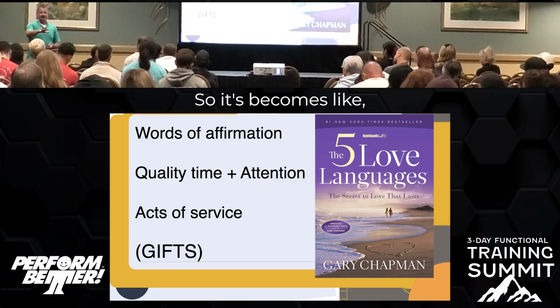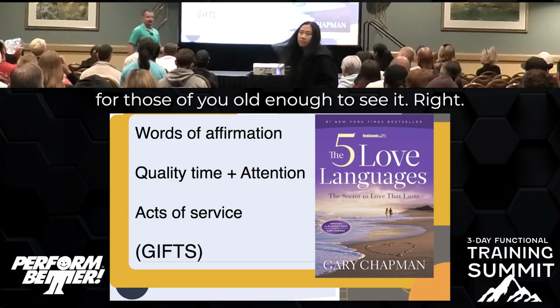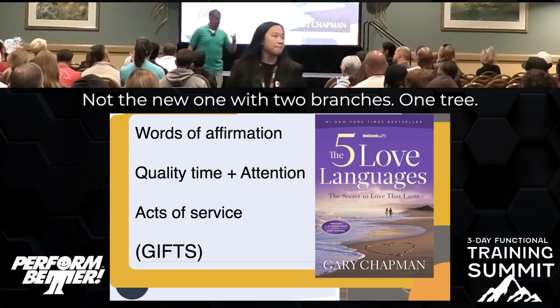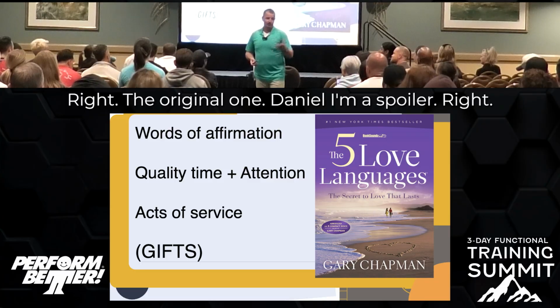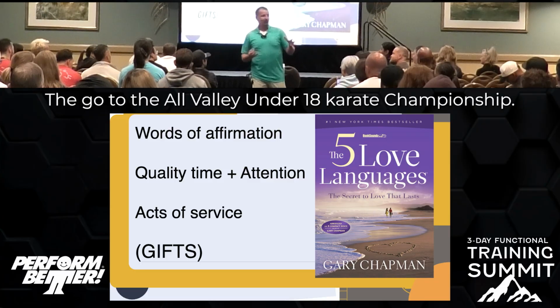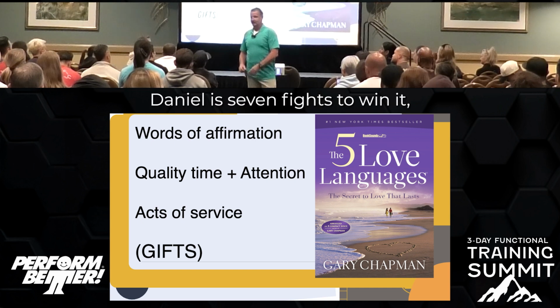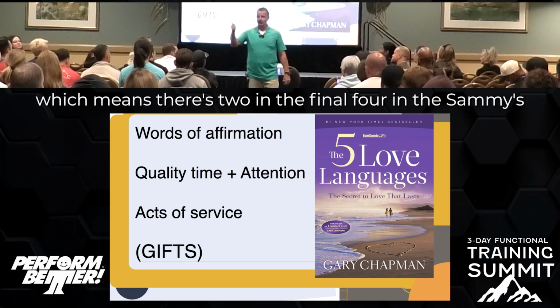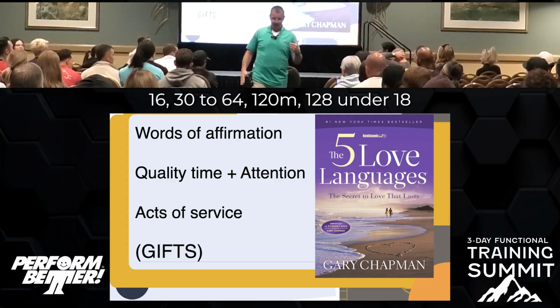So it becomes like, this is his team. You know the end of Karate Kid 1, for those of you old enough to see it, right? Not the new one with 2 branches, 1 tree, right? The original one, I'm a spoiler, right? They go to the All Valley Under 18 Karate Championships, right? Daniel has 7 fights to win it, which means there's 2 in the final, 4 in the semis, 8 quarters, 16, 32, 64, 128.